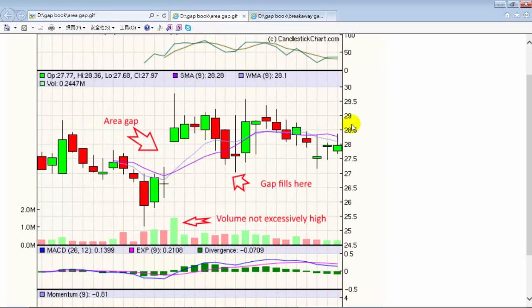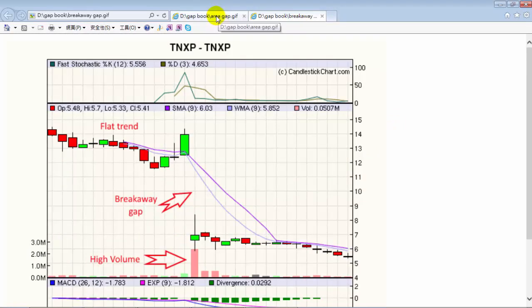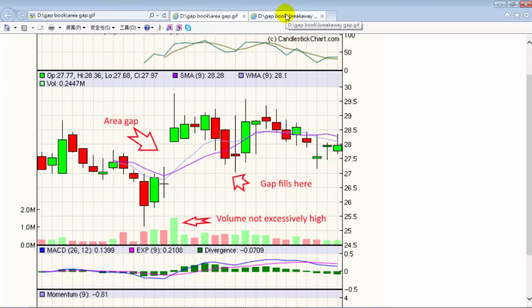So that's what this course is based on. We're going to make money by playing area gaps, and we're going to treat all gaps, even breakaway gaps, as area gaps. But I'll give you some rules on how to be careful, and I'll give you some rules on when to get in and when to get out so that we're profiting pretty much on every trade. Okay, so that's the basics of a gap.